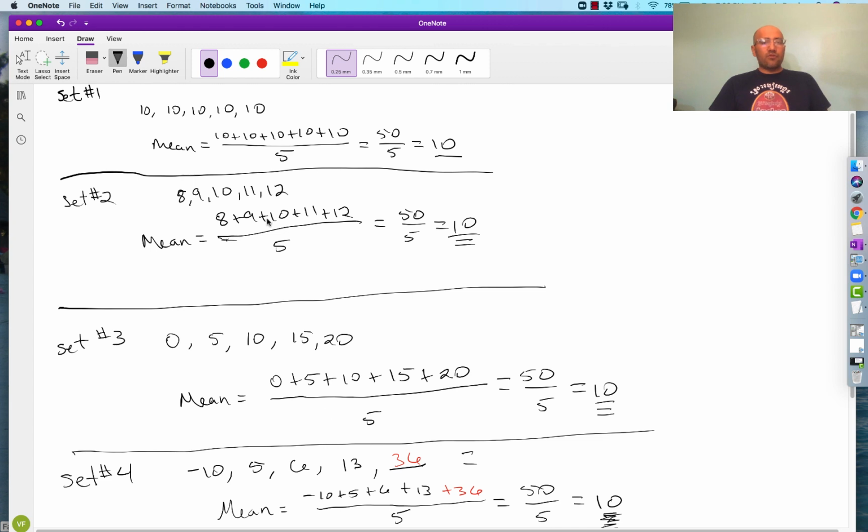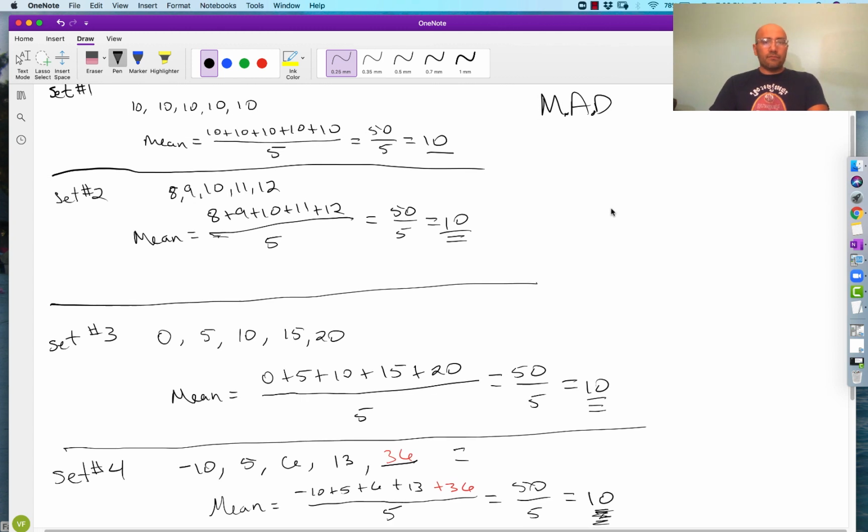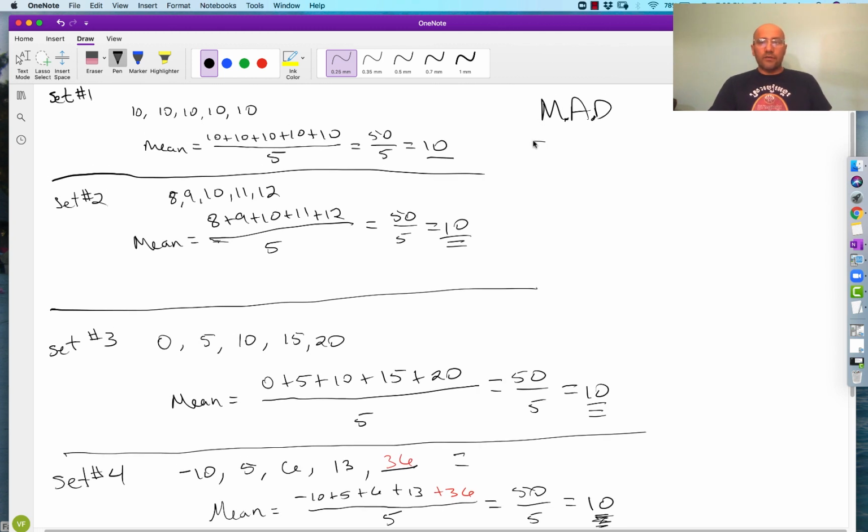Okay, so we need some sort of mechanism that describes how spread out the data is. And one of those ways is, as we noted, MAD. M-A-D, the mean absolute difference. So how do we calculate MAD? What we're going to do is think about a number line. So here is a number line.